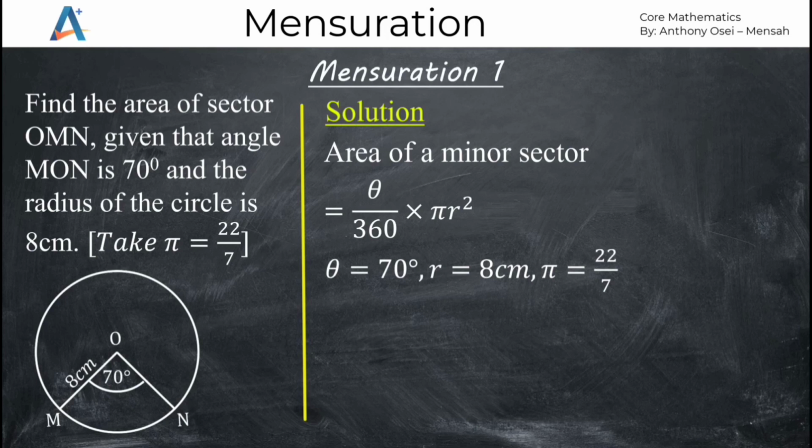Let's do the substitution. So theta has been given as 70 degrees. So 70 over 360 times our pi is 22 over 7 times the radius is 8, so 8 squared. Let's simplify this. So it will become 70 out of 360. Let's simplify it. So on the calculator, 70 divided by 360 will be 7 over 36.